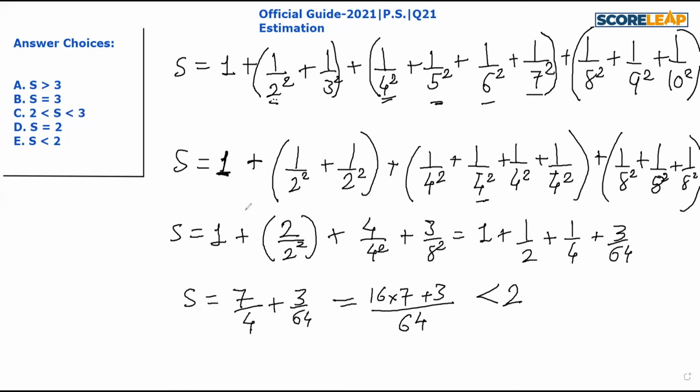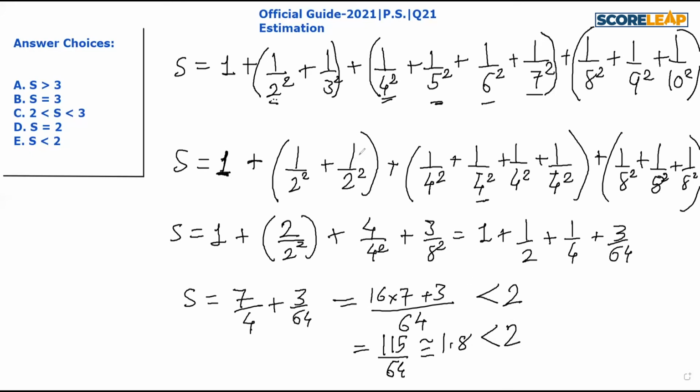So what happened? In each group, we added the maximum value, and still we got a value lesser than 2. Let me tell you the exact value of this. This will be 112 plus 3, which is 115 over 64, which is approximately equal to 1.8. So this approximate value is also lesser than 2.